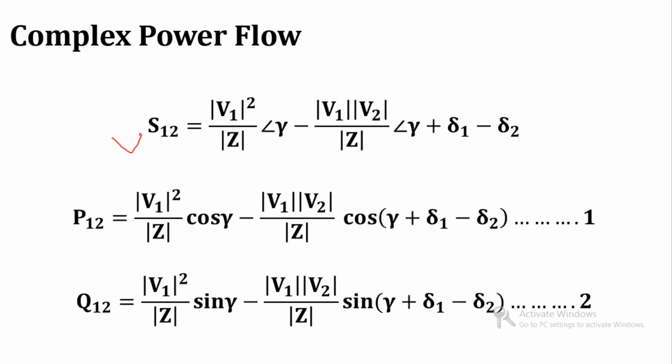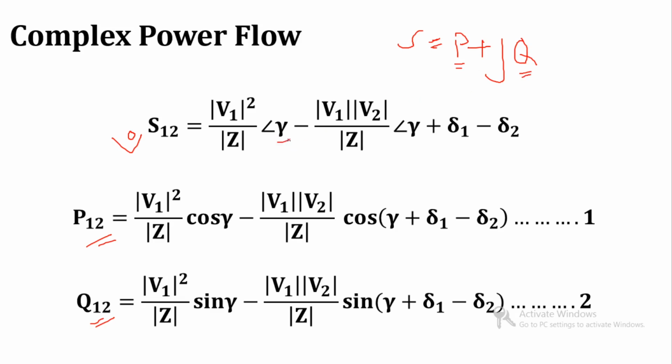So this is our final equation of complex power. Now from complex power, we are able to find out the active power and reactive power. We know that complex power S is equal to P plus jQ. Now if we take the cosine of the angle of complex power, that is equal to active power, and if we take the sine of the angle of complex power, then that is equal to reactive power.